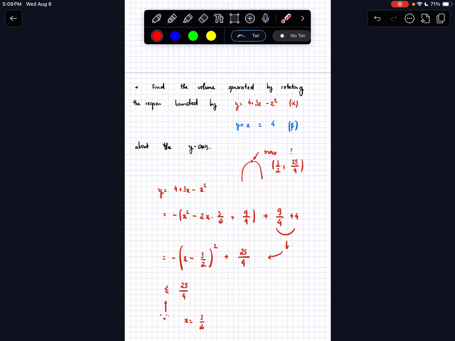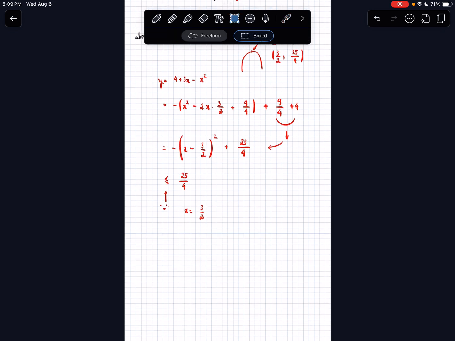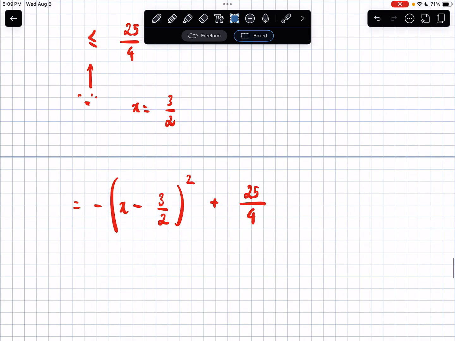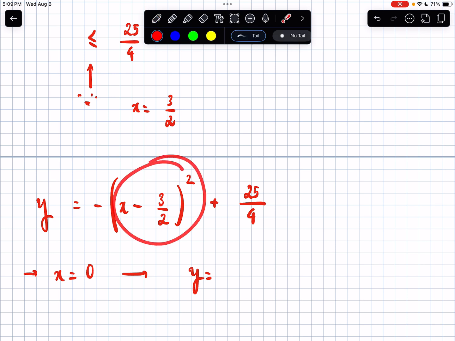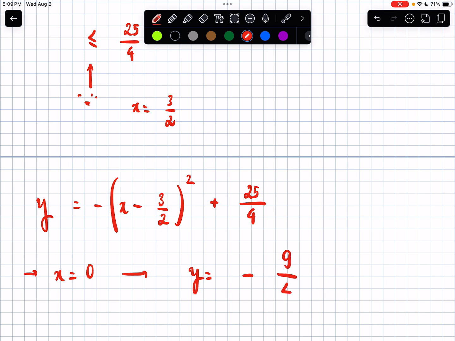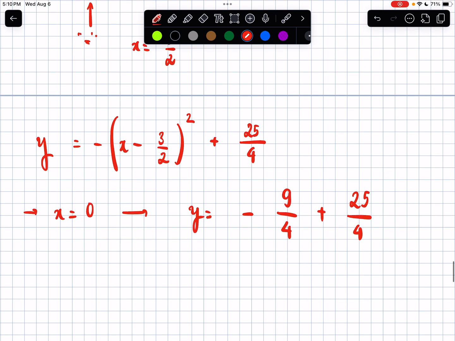So let's pick x equal to 0. Y equal to this, and when x equal to 0, we have y equal to 0 minus 3 divided by 2 squared, so minus 9 divided by 4 plus 25 divided by 4, so 16 divided by 4, this is 4. So we know that (0, 4) belongs to the curve, the red curve alpha.